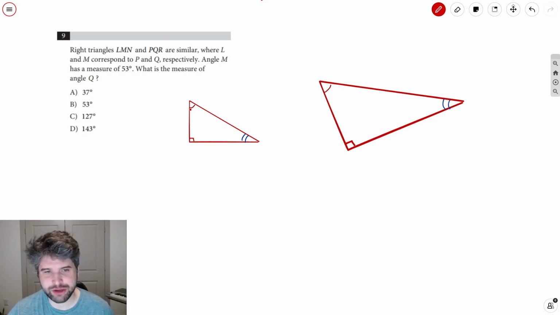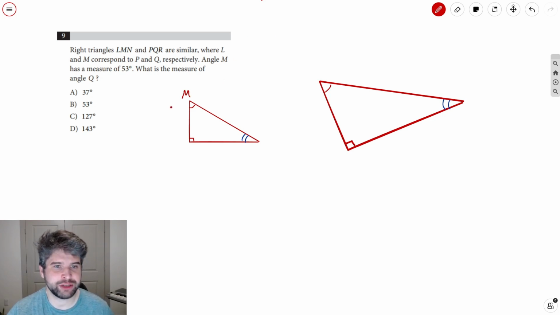So one of these angles has a measure of about 50 something degrees. It looks like this one I got pretty close to around 53 degrees. So I'm gonna call this one, it says angle M has a measure of 53 degrees. So I'm going to call this angle M.